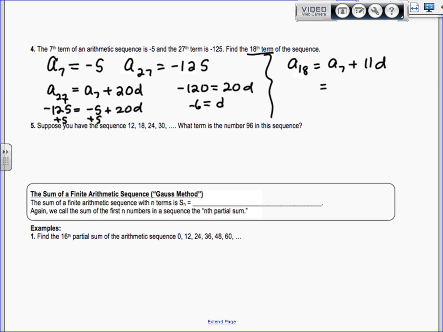So the 7th term is negative 5. The common difference was negative 6. So when you find the 18th term, you get negative 71. So negative 5 plus negative 66.